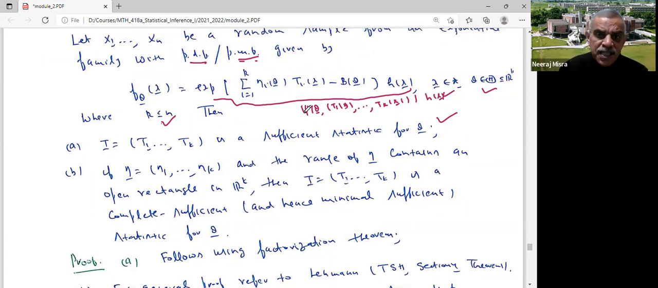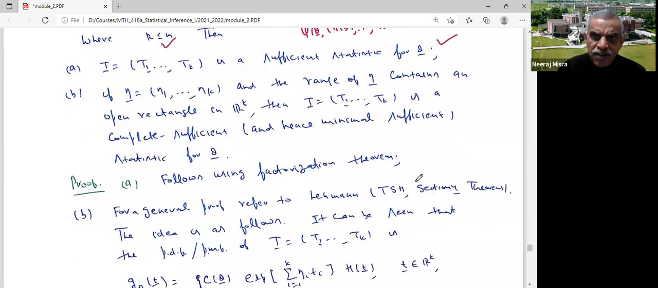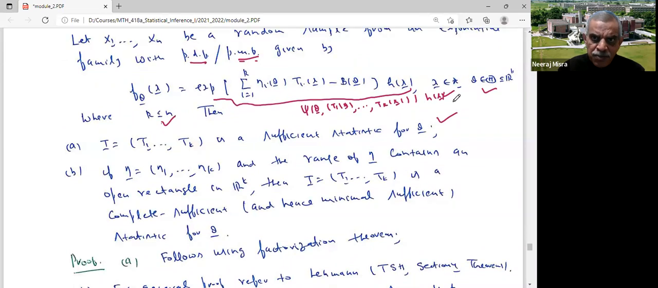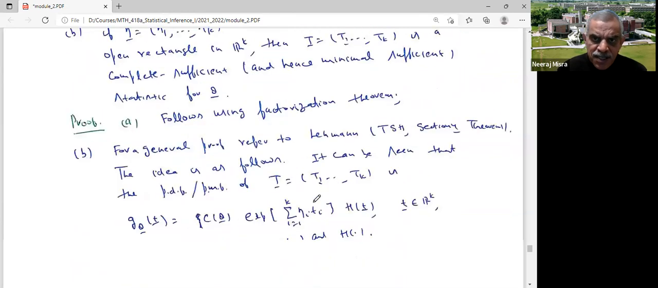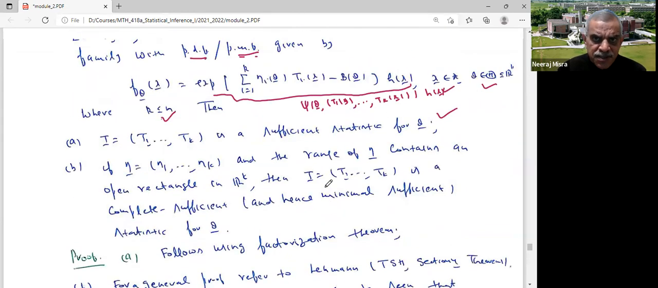So for the exponential family, which would cover a large class of distributions, you can find the minimal sufficient statistic. As I told you, part 1 just follows from the factorization theorem. I've given you a proof over here. For proving part 2, I just use the case of a discrete distribution.